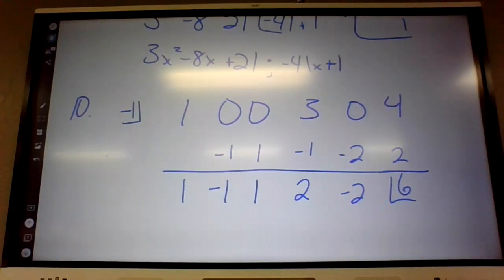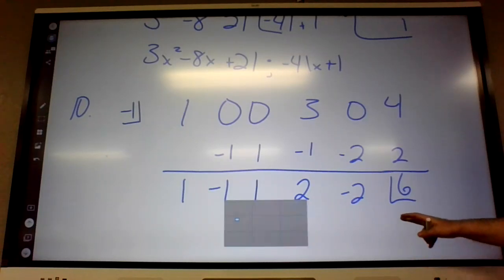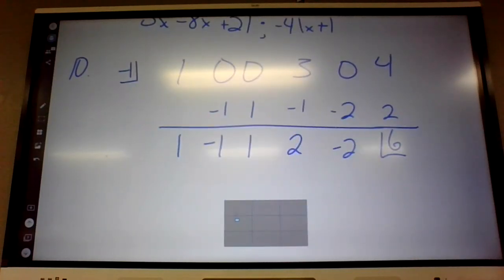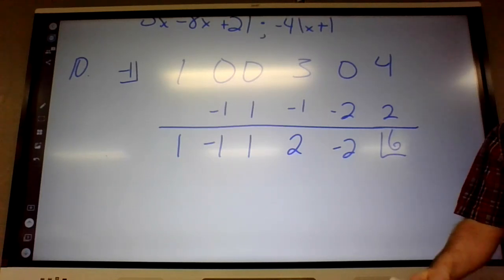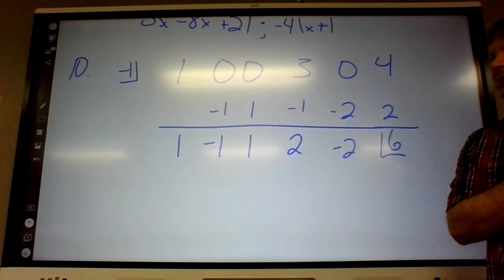Mistakes. 1, negative 1, 2, negative 2, negative 2. No. You don't. Program for synthetic division? I don't have a clue. What? You've done this before. Also, we did it less than 10.